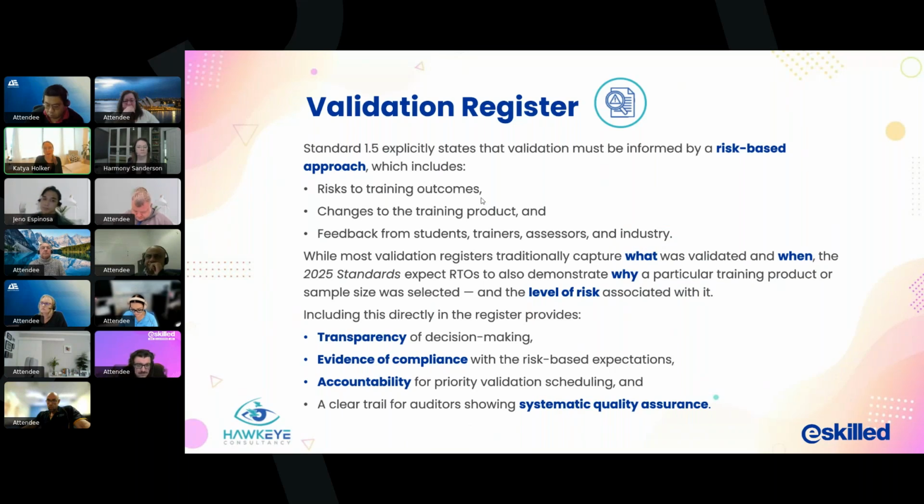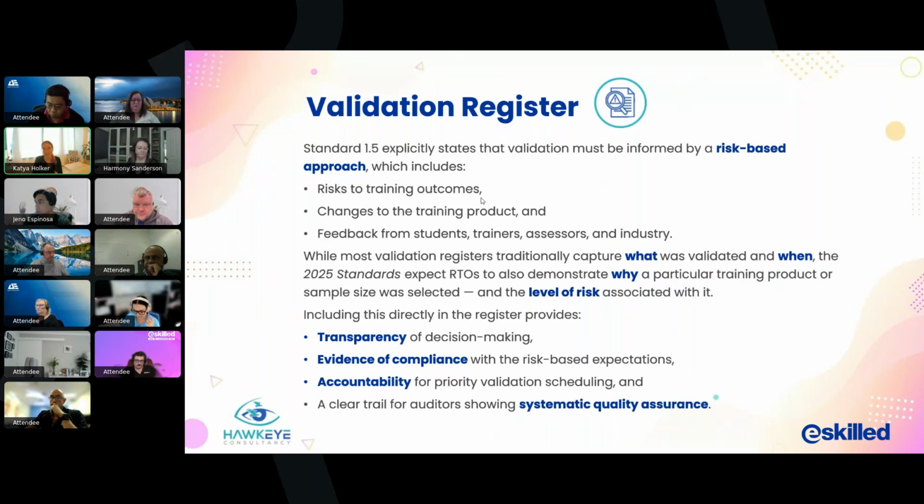And including where you can directly in the register transparency, making sure that it provides transparent information. It's a clear snapshot. It provides evidence of compliance with those risk-based expectations, and that someone internally is actually accountable for updating that or scheduling the validation. So this should also be detailed within the policy. So if you have it detailed in the policy, then you could remove it from the validation register, but someone essentially does need to be accountable for that activity internally.